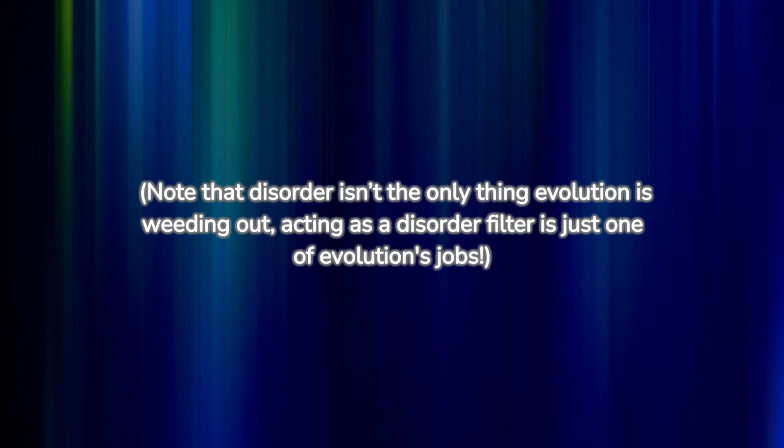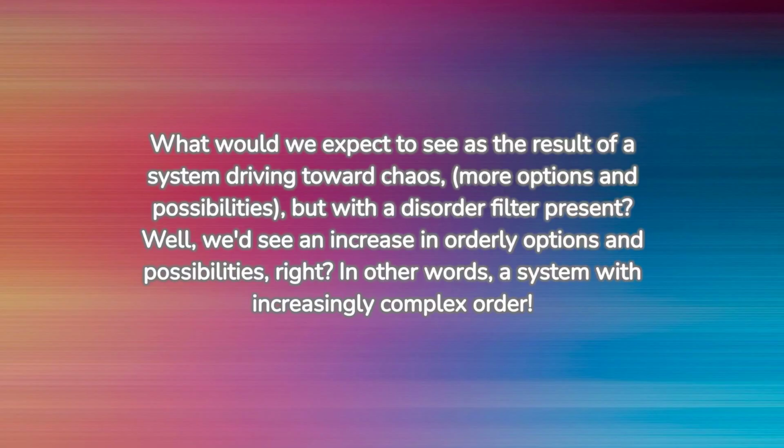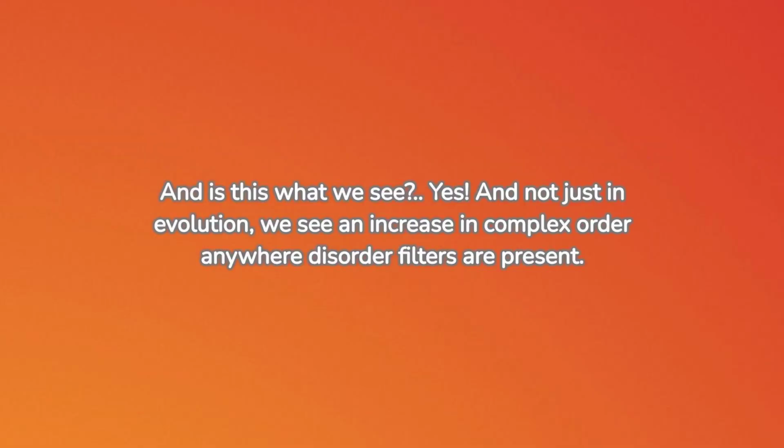Note that disorder isn't the only thing evolution is weeding out. Acting as a disorder filter is just one of evolution's jobs. What would we expect to see as the result of a system driving toward chaos? More options and possibilities. But with a disorder filter present, well, we'd see an increase in orderly options and possibilities, right? In other words, a system with increasingly complex order. And is this what we see?